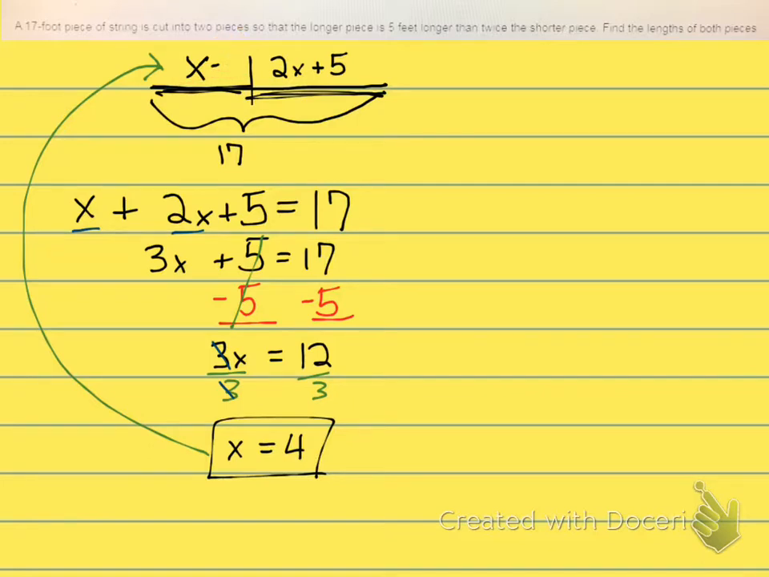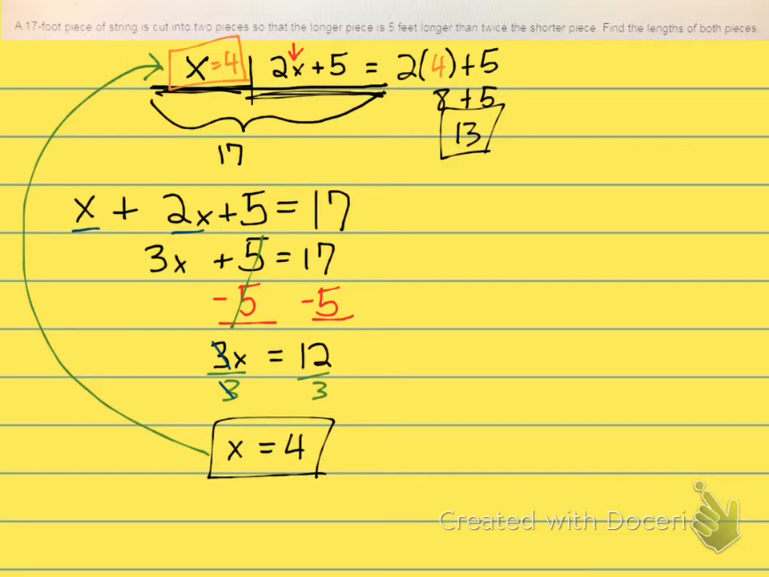And if this is 4, then I'll put that in a different color because it wasn't part of the original problem. If x is 4, I can plug in a 4 right here and I will find what my other piece is. So this is 2x plus 5. X is 4. 2 times 4 is 8. 8 plus 5 is 13. That's my longer piece.